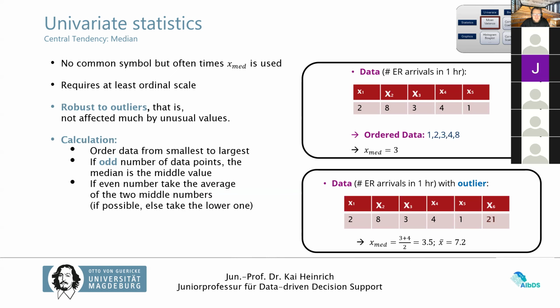So the median is 3. The median is calculated by just ordering the data and picking the middle value. If there are 2 middle values, you can usually divide by 2. So here I have this example with 21. You can see this is 3.5 and the mean is 7.2. So you see this difference here.